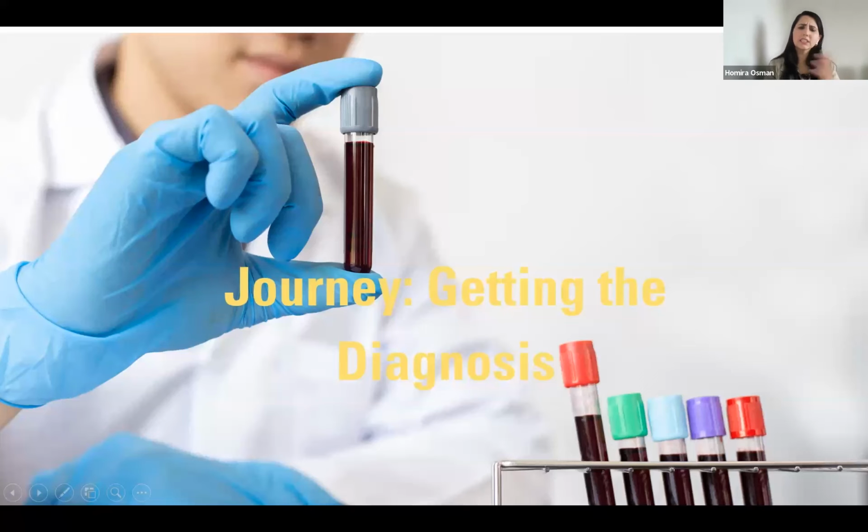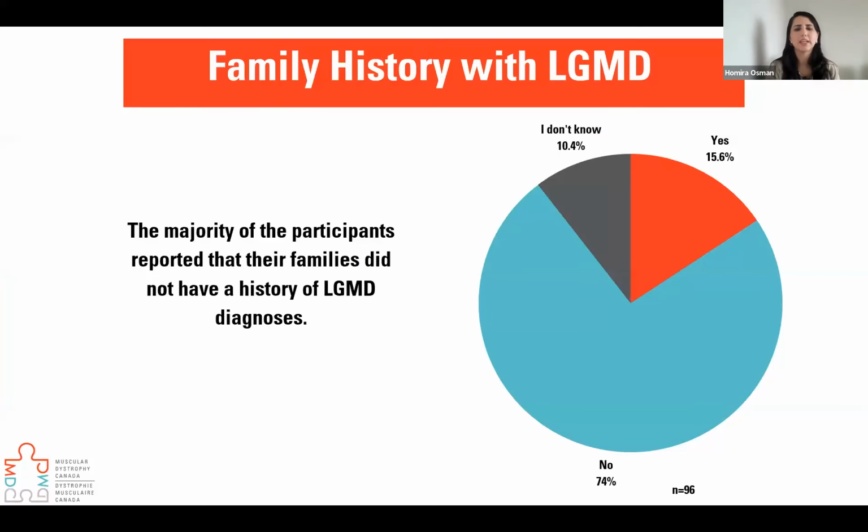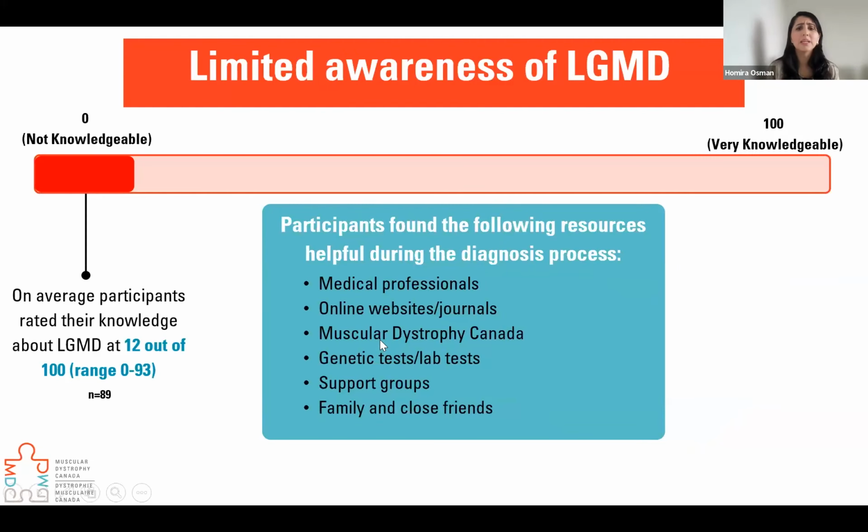So now let's look at the next phase. So now you're trying to get that diagnosis. You've been experiencing these symptoms, so now let's move forward to getting that diagnosis. The majority of the participants in our study did not have a limb-girdle muscular dystrophy diagnosis in their families. And so with that, it makes sense that there was limited awareness of LGMD.